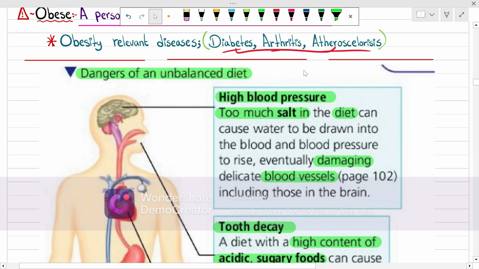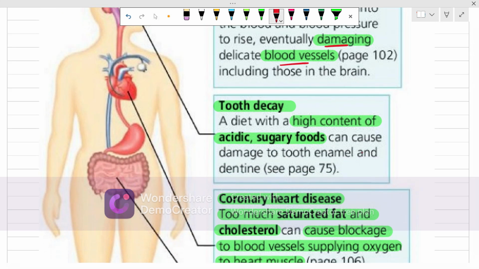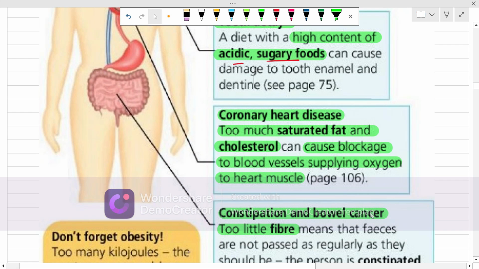Dangers of an unbalanced diet. This is usually caused by obesity: high blood pressure due to too much salt, sodium chloride, in the diet. This damages the blood vessels, making them narrow. Tooth decay is due to a high amount of acidic and sugary foods, which destroys the enamel.